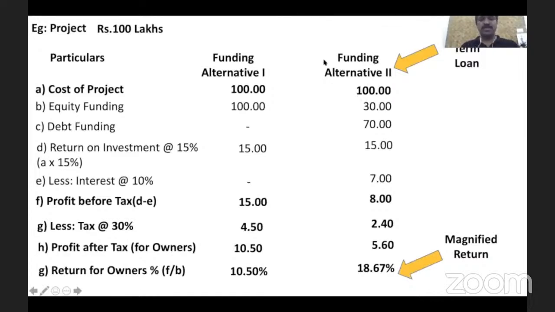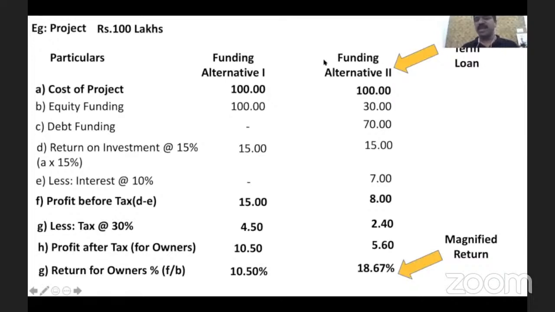Now let me once again conclude this. In scenario 1, there is no debt funding. In scenario 2, it's a hybrid, a debt and equity, and the return on investment is the same, the cost of the project is the same, but what is changing here is the profits available for owners for the amount they have invested. In scenario 1, having invested 100 lakhs, they are getting only 10.5 lakhs. In scenario 2, for having invested 30 lakhs, they are going to get 5.6 lakhs. It means it is 18.67%. So there is a magnified return.